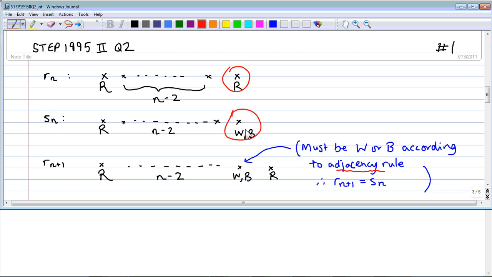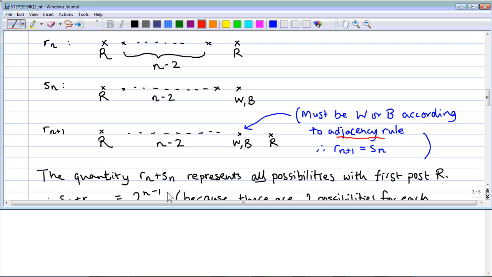Because in every case the final post must be one colour or another. It's certainly not green, is it? Because we've only got three different posts. So Rn plus Sn represents all possibilities. So the quantity Rn plus Sn represents all possibilities with the first post being red.